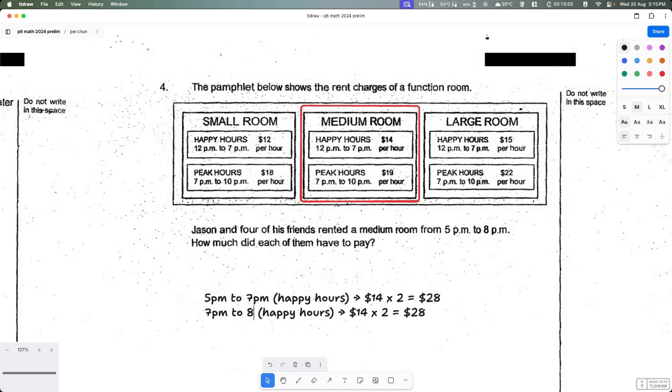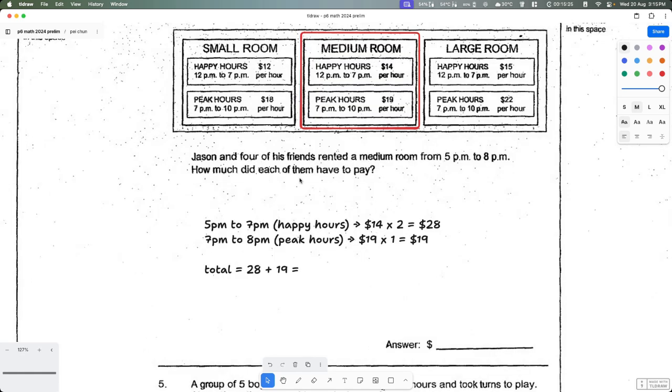to 8 p.m. This is your peak hours. So that means it's just 1 hour, right? Times 1 hour. This is $19. So the total will be 28 plus 19. This will give us our 47, right?